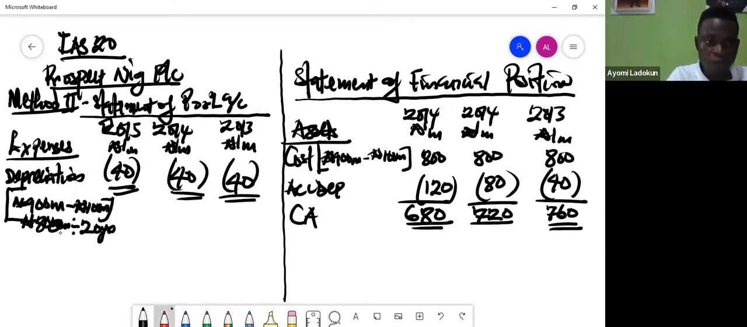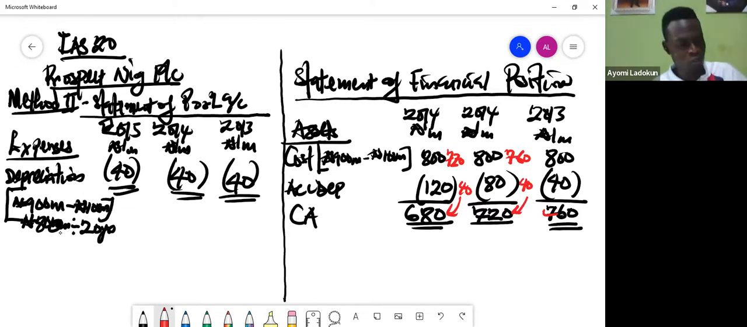If you are not comfortable with that, you can do this. After 2013, and you got 760, you can pick the 760 and put it here. But that means you are going to charge 40. If you charge 40, you should have 720. Then bring on 720, becomes the current amount in the next year. Then you charge another 40. If you do that, you should have 680. So whichever way is convenient for you.